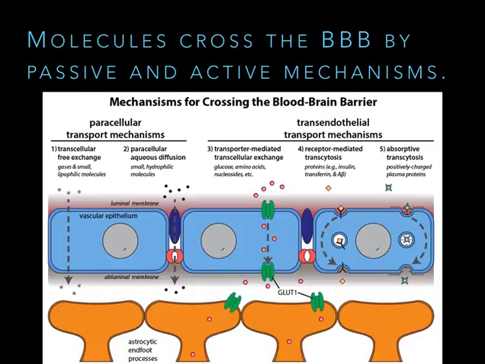Gases and fat-soluble molecules can just fly on through. There are transporters between cells. That'd be the paracellular diffusion there. There are also transporters on the vascular epithelial cells that will allow certain molecules like glucose or amino acids to move across the blood-brain barrier. And then there's also some endocytic mechanisms. We call it transcytosis. So you're going to bring in vesicles and move them to the other side. You don't really need to know the details of this, but you should be aware that our brain very carefully regulates what can enter it.